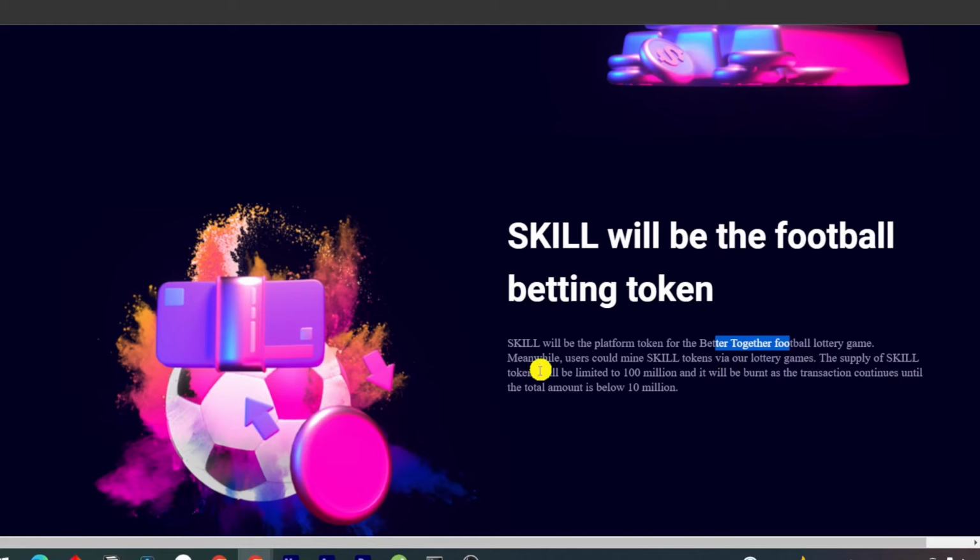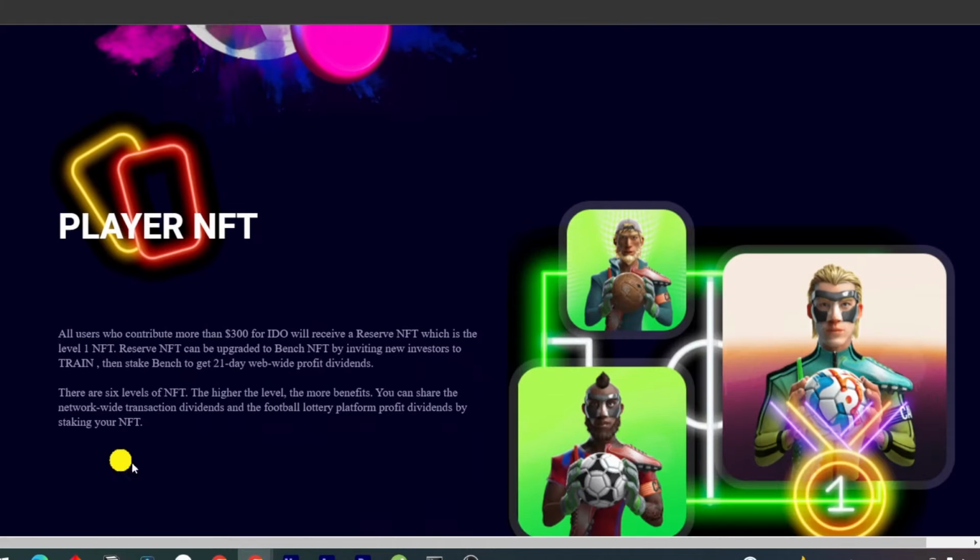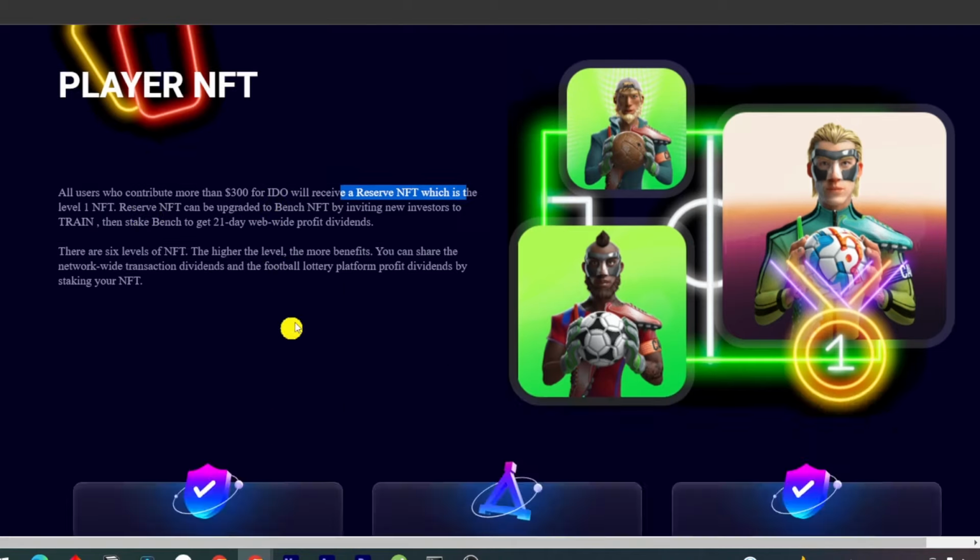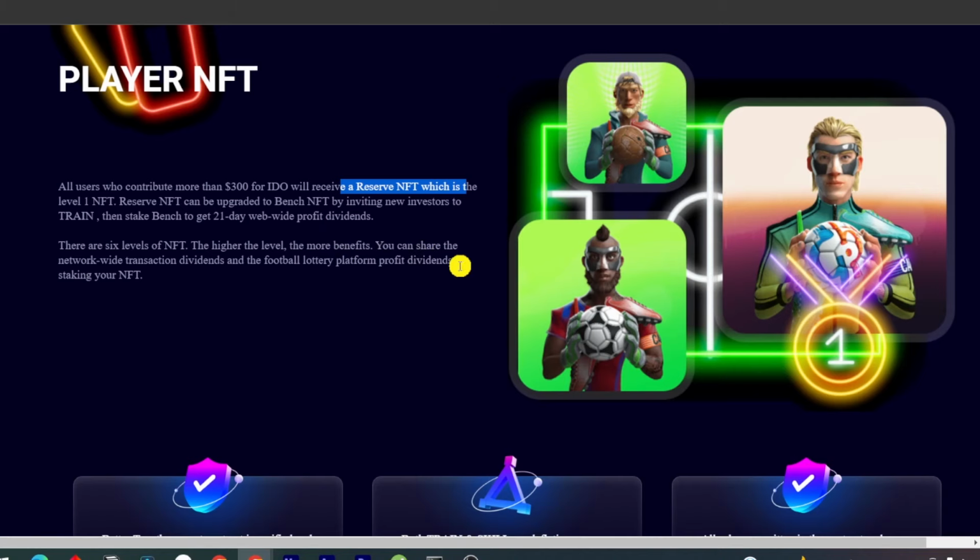The supply for this Skill token is going to be limited to 100 million, and they will continue to burn them through transactions until the amount is below 10 million. This is the NFT part that I was talking about, where if you buy more than $300 worth of tokens in the initial offering, you'll get a reserve NFT. This NFT is going to be quite valuable after the offering has launched. You can upgrade your NFT to different levels, and the more levels you get, the more benefits you get.